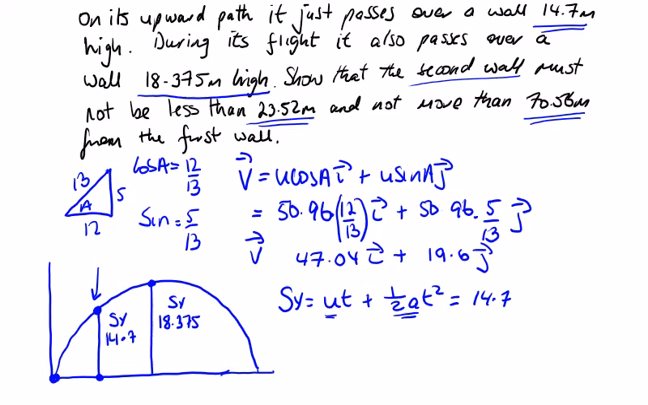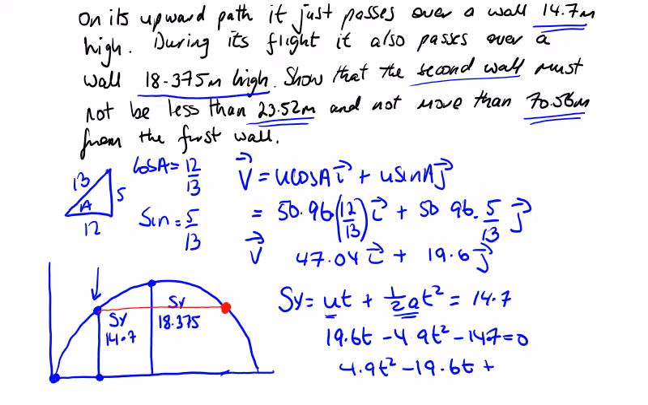Now there is going to be another time. There's another time when it's going to be 14.7, which is on the way down. So we should get 2 times here. What have we got? 19.6t minus 4.9t squared minus 14.7 equals 0. Actually, 4.9 goes into 14.7 and 19.6, so this will work out easy for us. 4.9t squared minus 19.6t plus 14.7 equals 0.